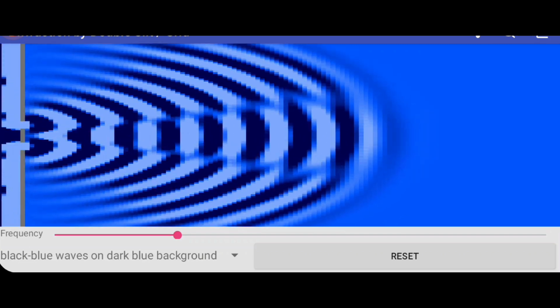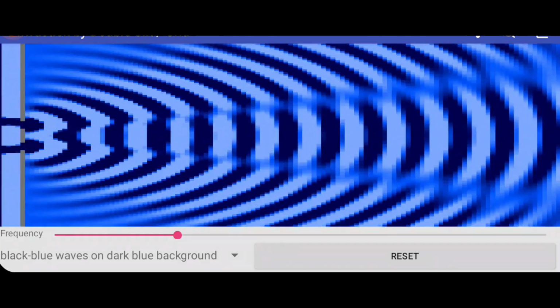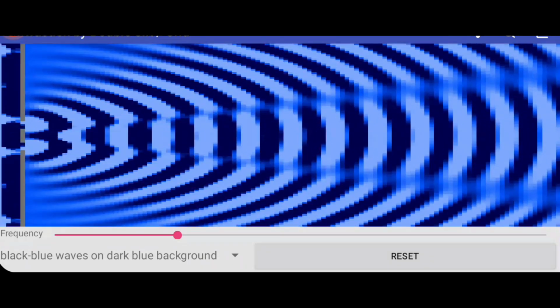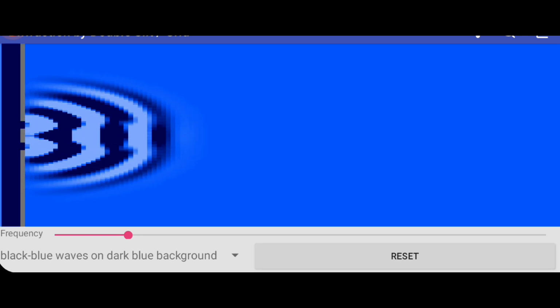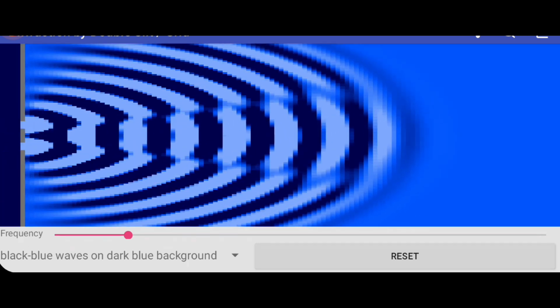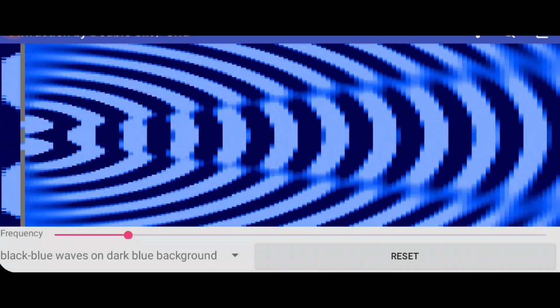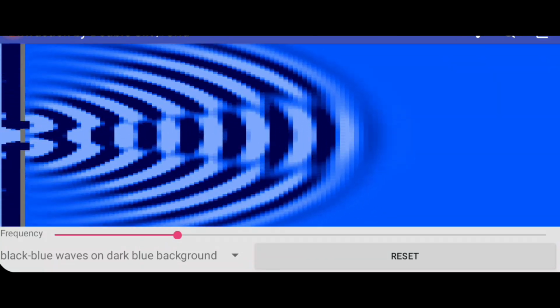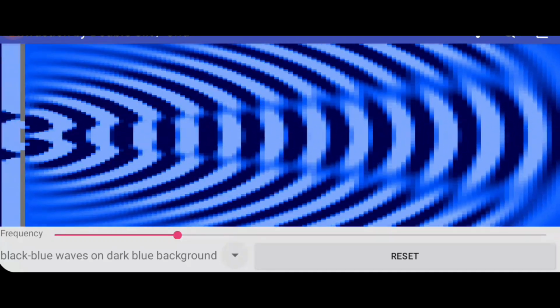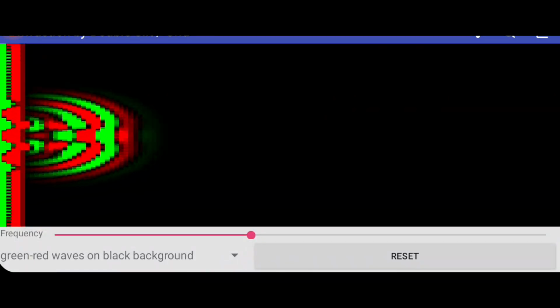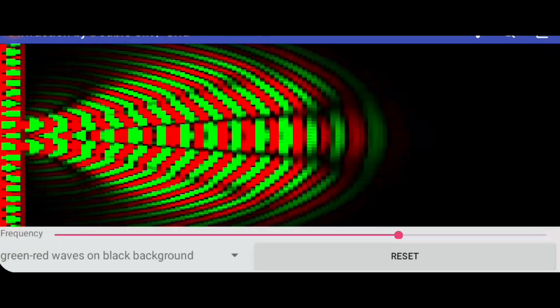Smaller obstacles or shorter wavelengths result in less diffraction, while larger obstacles or longer wavelengths lead to more pronounced diffraction effects. 2. Double slit experiment setup. The double slit experiment is a classic demonstration of both diffraction and interference phenomena. In this experiment, a coherent light source, such as a laser, is directed towards a barrier with two closely spaced slits. The light passes through the slits and illuminates a screen placed behind the barrier.